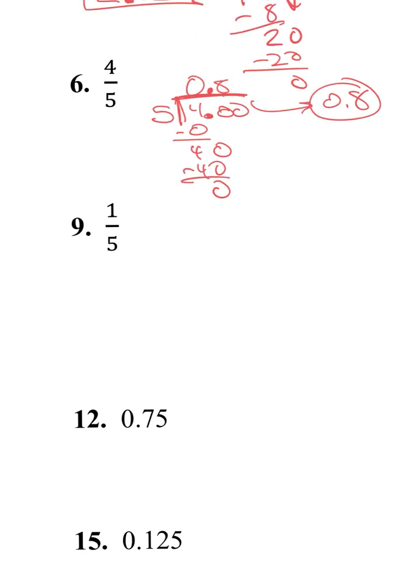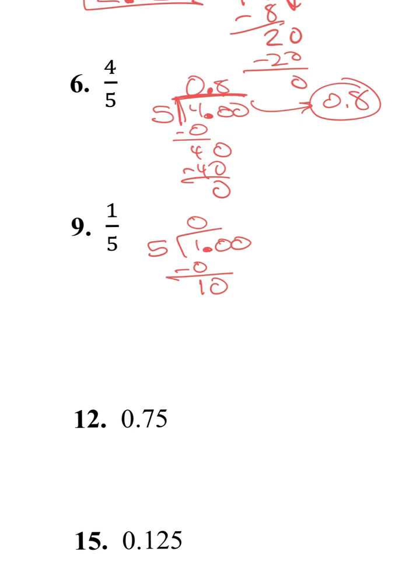Okay, so here we go. Numerator divided by denominator, add a decimal, and there's a couple zeros. So how many times will 5 go into 1? 5 will not go into 1, so put a 0. And then 0 times 5 is 0. All right, so put a 0. And then 1 minus 0 is 1, bring down a 0.